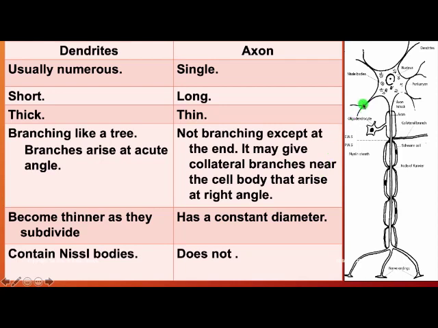The dendrites are thinner as they subdivide. Here it is thick, and after subdivision it becomes thinner, but here the axon has a uniform constant diameter all through. The dendrites contain the Nissl granules, but the axon is devoid completely of the Nissl granules.